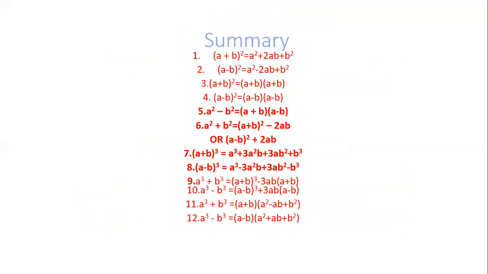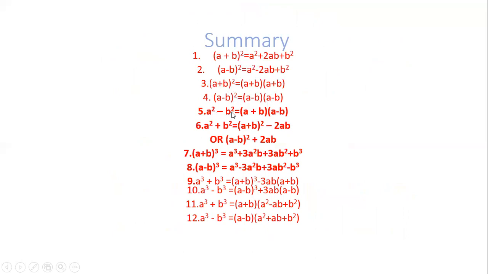And I would like to summarize all the formulas over here. So now students, you can read yourself. (a plus b) whole square is equal to a square plus 2ab plus b square. (a minus b) whole square is equal to a square minus 2ab plus b square. (a plus b) whole square is equal to (a plus b)(a plus b). (a minus b) whole square is equal to (a minus b)(a minus b).